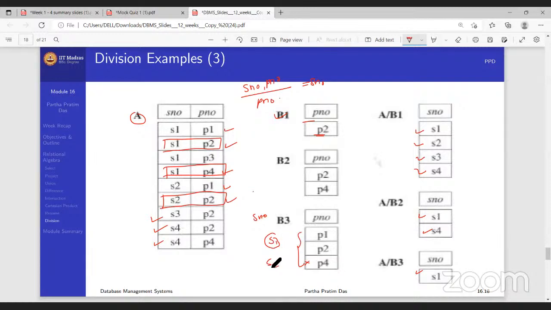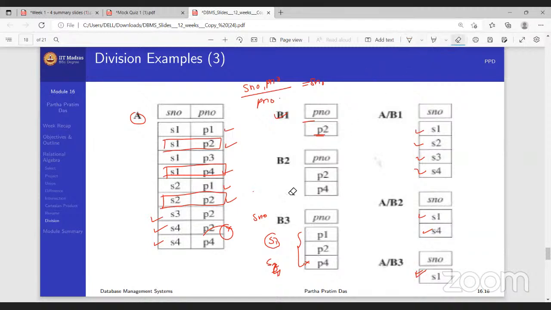Now let us check for S3 also. For S3, is S1 P1 there? No. For S3 also it will not satisfy, but it should satisfy for all the tuples like P1, P2, P4. And for S4, let us check: S4 P1 is not there, right? So S4 is also not satisfied. The only answer will be S1.